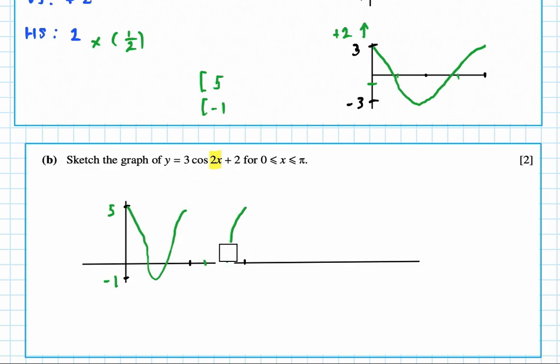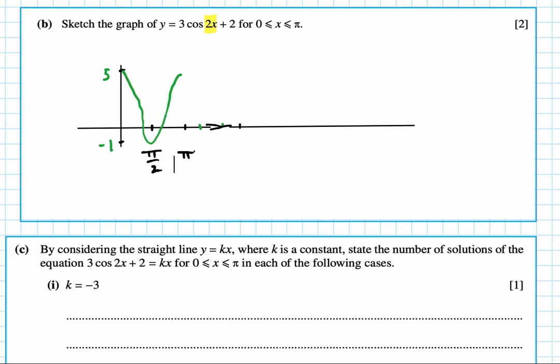So that should be more or less it there. I'll just scribble that back in. So that's our sketch. We have the amplitude, we have the periodic pattern squashed, and we had our vertical shift as well. And just put in those markers there for pi over 2 and pi as well. Okay, that's part B. Part C, we're given a consideration for a straight line where y is equal to kx.